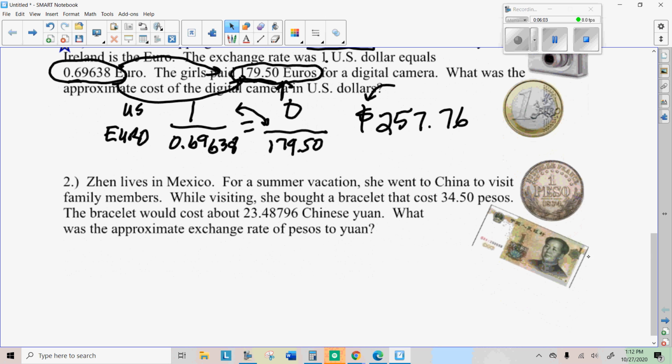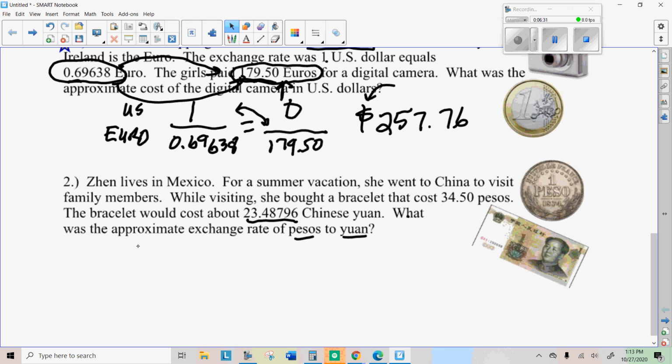Zen lives in Mexico for a summer vacation. He went to China to visit family members. While visiting, he bought a bracelet that cost 34.5 pesos. The bracelet would cost about 23.48796 Chinese yuan. I think you pronounce that yen. What is the exchange rate of pesos to yuan?